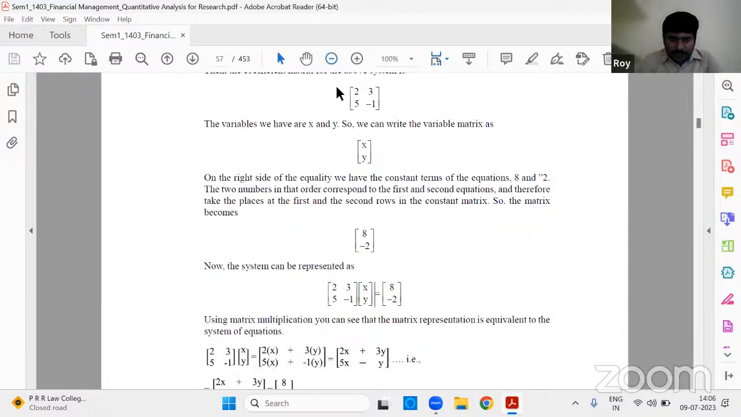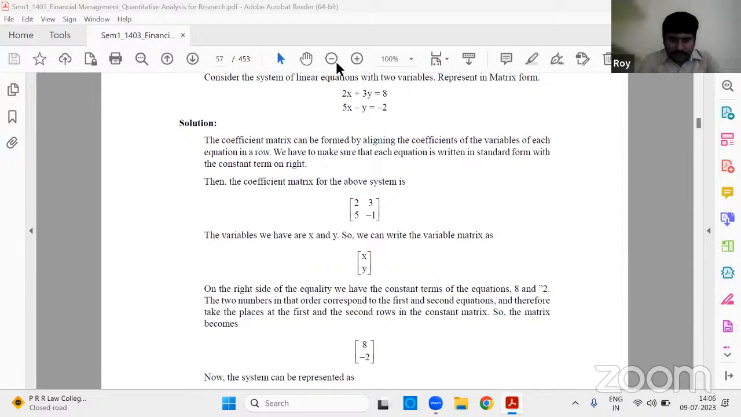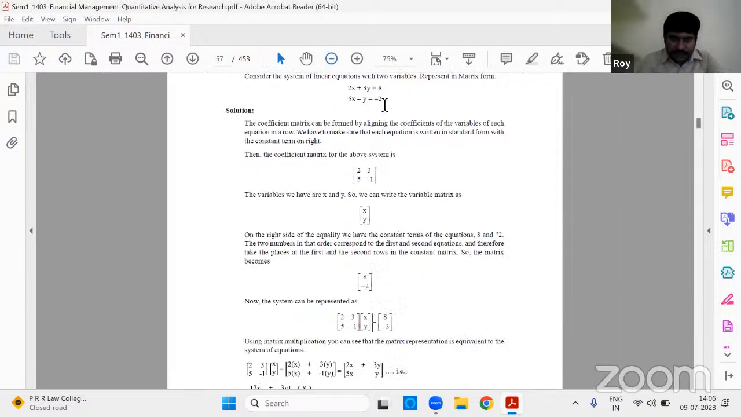Now, I think the question and answer is clear from here. The question is on the top. Let me decrease the percentage. See this? This is the question. How will we represent this equation in a matrix? Very simple. 2x, 3y is there, and I am writing 2, 3, 3, minus 1, into x, y is equal to the constants on the right side. I will write the right side as a column. Simple. I hope everybody understands.